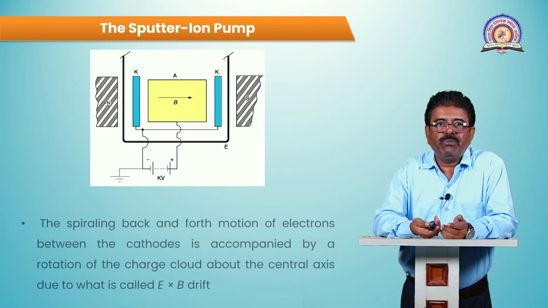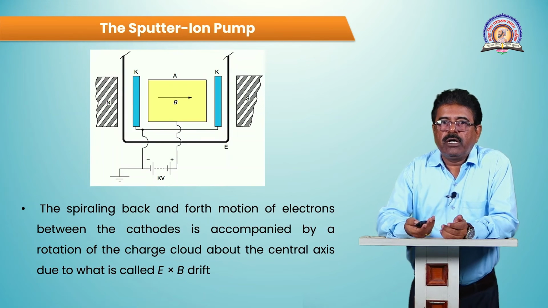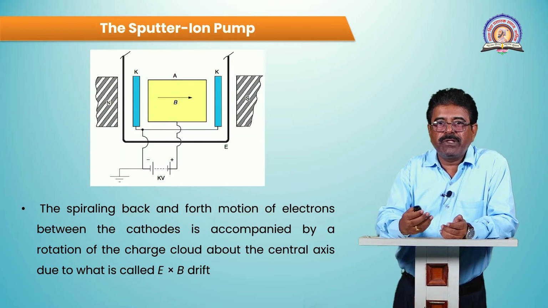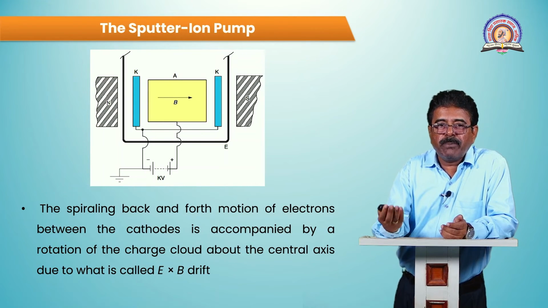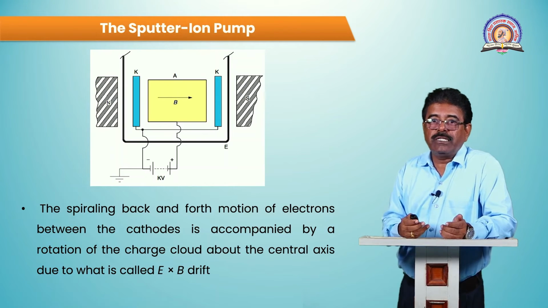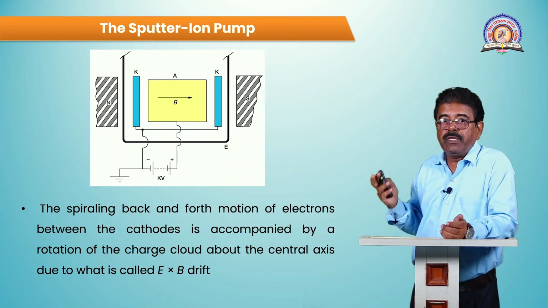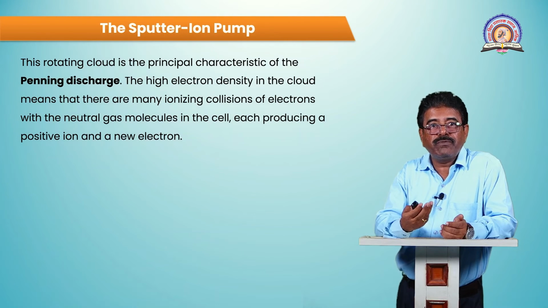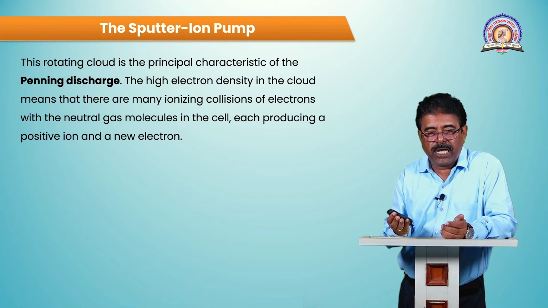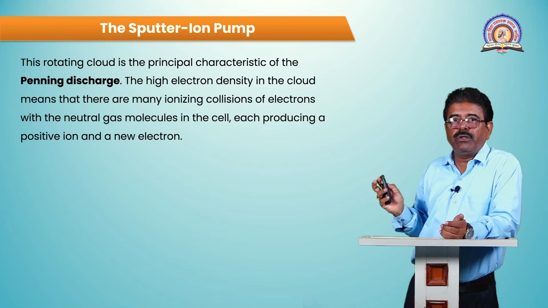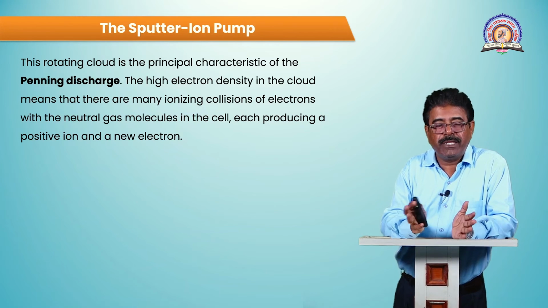Now, what will happen to the ions? That one must consider here. The spiraling back and forth motion of the electrons between the cathodes is accompanied by a rotation of the charge cloud about the central axis due to the E cross B drift, and this phenomenon is very important, which is known as a Penning discharge. This is what is known as Penning discharge. So, this rotating cloud is the principal characteristic of Penning discharge.